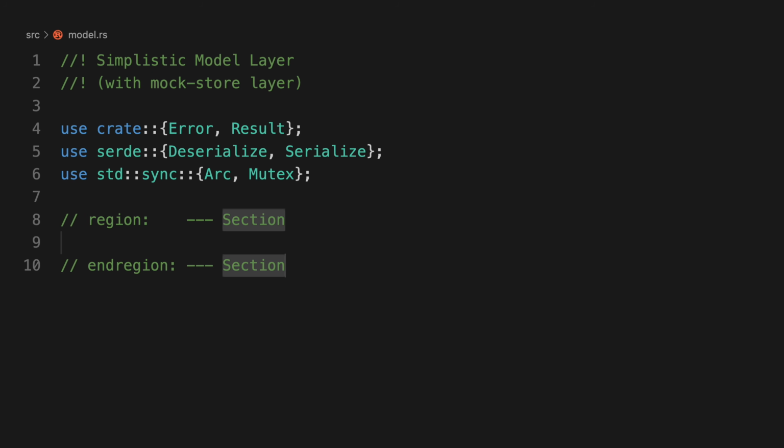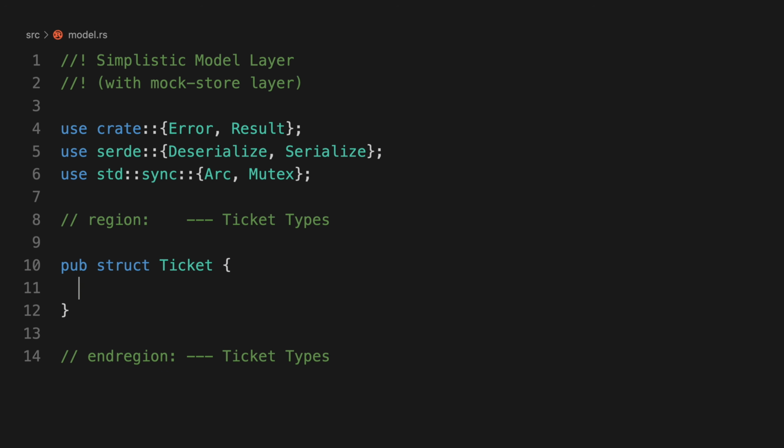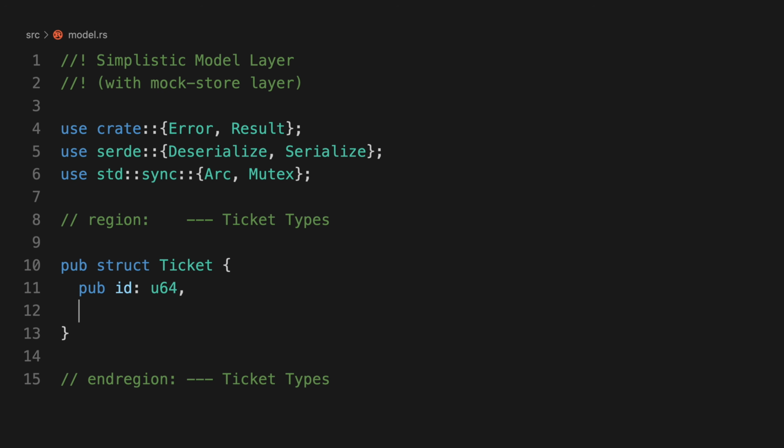So in our first code section, we're going to have our ticket types. That is the item that we're going to have the CRUD on. A ticket is like a to-do, like a task. The first one is going to be the ticket that is going to be saved. That is just going to have an ID, which is a u64, and a title, which is going to be a String. And then we're going to have it derive Clone because we need to store it, but we need to clone it so we can send a copy back to the client. And then we're going to have our Debug and our Serialize because it has to be serialized to JSON when we want to send it to the client.